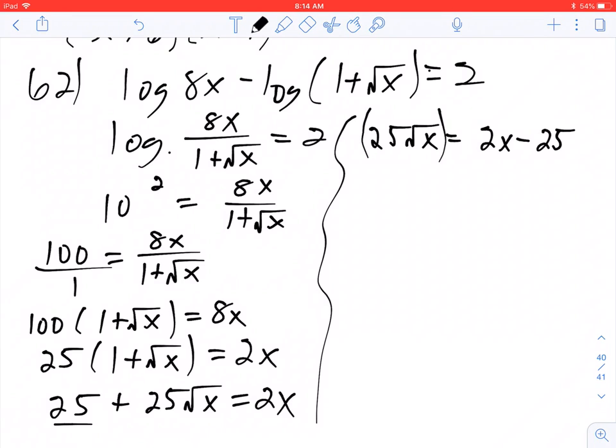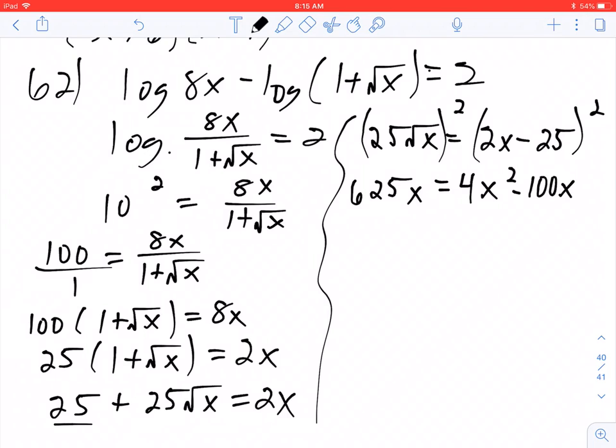And now from here, we're going to square this, and we're going to square this. You're allowed to do that as long as you're squaring both sides, which we are. So this turns into 625x. And see, that accomplished getting that square root out of there. Now on the right-hand side, when we square that, I'm going to save you the foiling, but it will turn into 4x squared minus 100x plus 625. Ran out of room there. That's 625. Sorry about that.